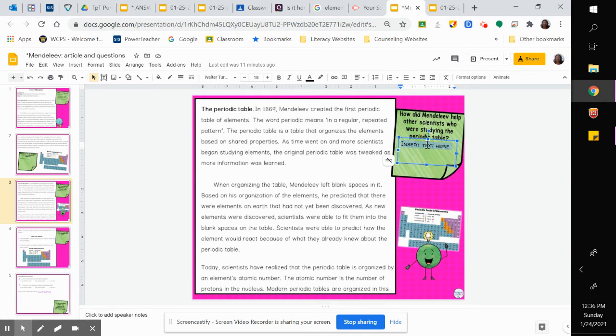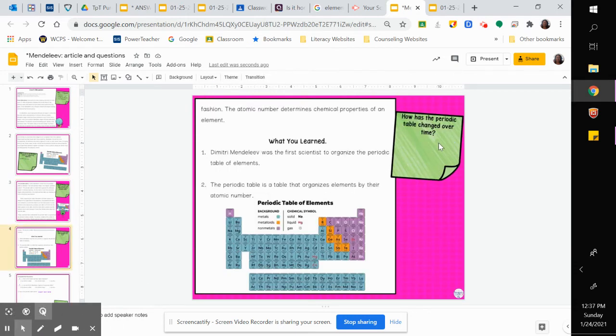So how did Mendeleev help other scientists who were studying the periodic table? How did he help them? Well, remember what he left? Some blank spaces, right? Because he realized, there's some elements that haven't been discovered. So he left some blank spaces. So you should be writing in your response there. He did leave those blank spaces. Our next question, how has the periodic table changed over time?